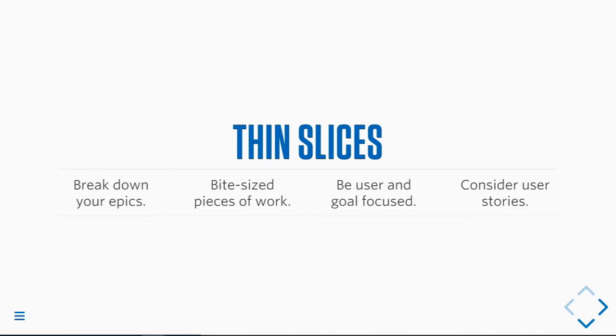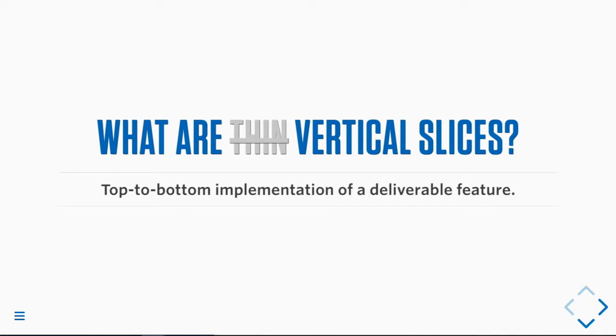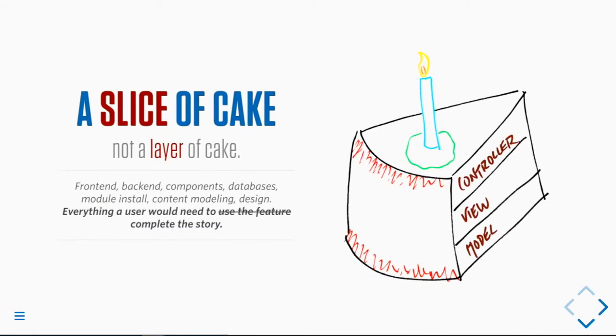Cool. So what makes them vertical? That is the top to bottom implementation of a deliverable feature. So that's front end and back end. That's content model and template, admin UI and front end component. It is a slice of cake, not a layer of cake. So database, module install, content modeling. If a thin slice is a small unit of functionality, the vertical is everything it needs for it to be usable.